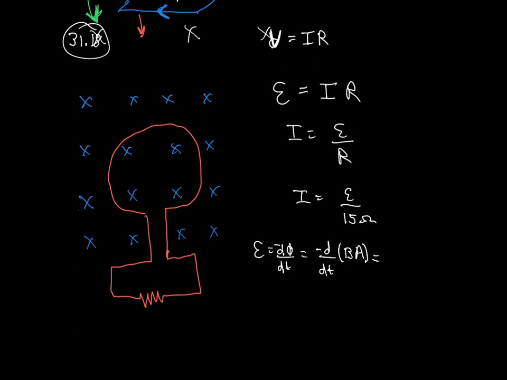Is the magnetic field changing? Did they say that the current was changing? They did not say that the magnetic field is changing. So magnetic field can come outside of this derivative, and then I only need to know how the area of this is changing.